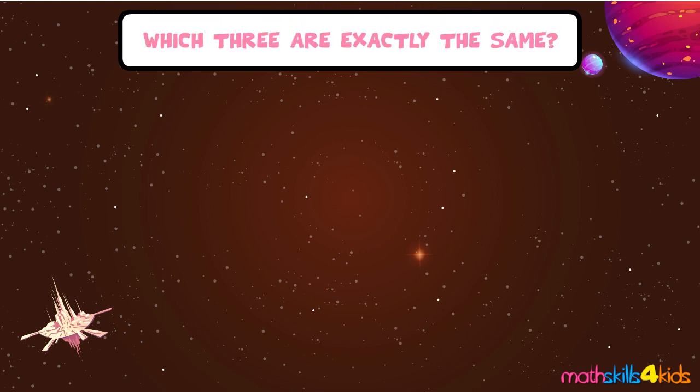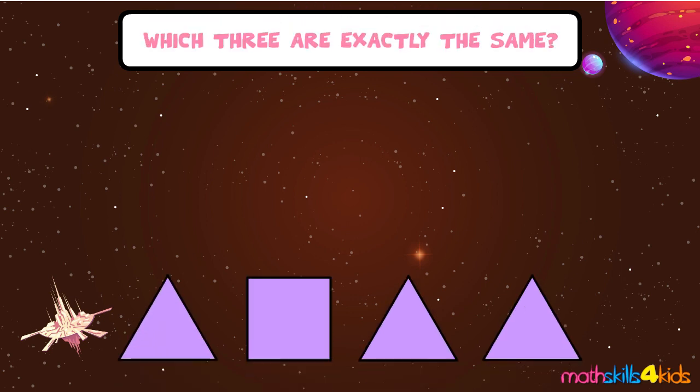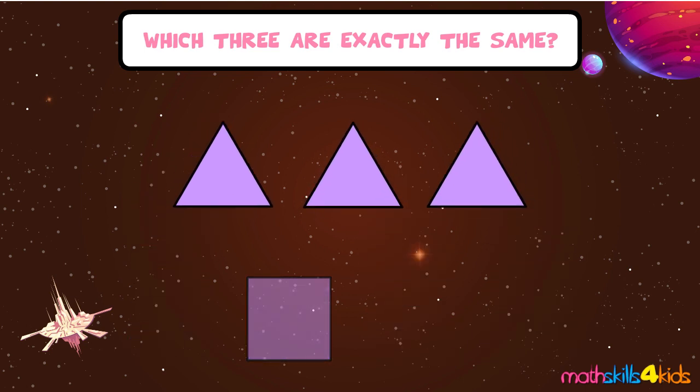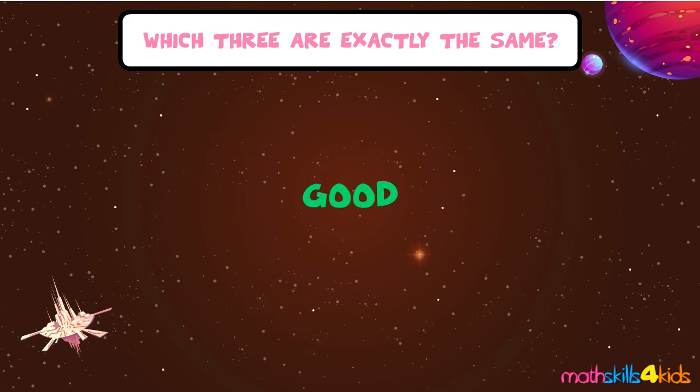Which three are exactly the same? Here, we can see that the shapes that are exactly the same are triangles because they have the same sides. The one that is not the same is the square. Good.